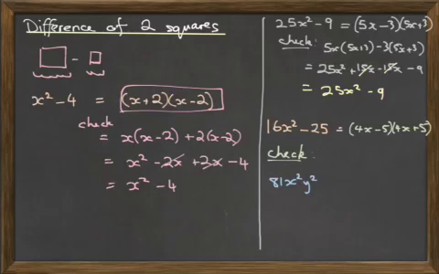81x squared y squared minus 49. Now notice how these are still two square numbers. 81x squared y squared is square and 49 is square. Think about it, try it yourself, and then you get the answer (9xy - 7)(9xy + 7).